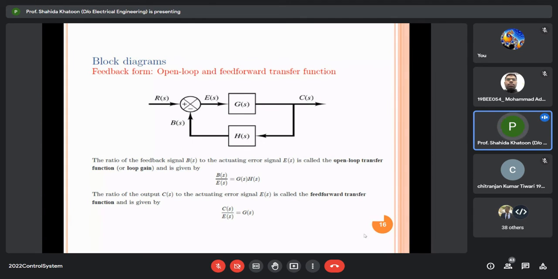The ratio of the feedback signal B(s) to the actuating error E(s) is called the open loop transfer function. So this is basically B(s) upon E(s), which is G(s) into H(s). This is the open loop transfer function, and the ratio of C(s) to the actuating error, C(s) upon E(s), is the feed forward transfer function. So it is basically called the feed forward transfer function. This transfer function is called the open loop transfer function.